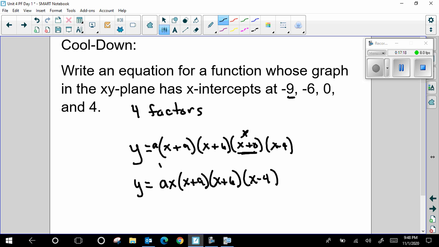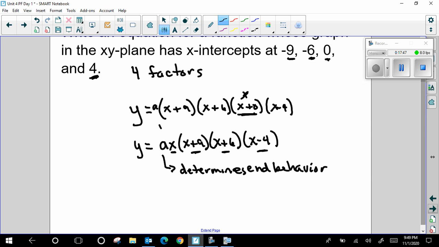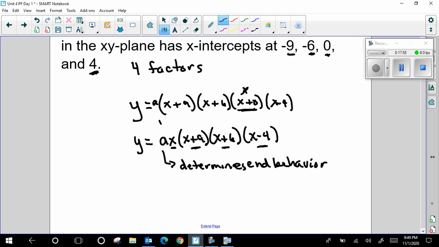Okay, so there is 1, 2, 3, 4 zeros. There's x equals 0, x equals -9, x equals -6, and x equals +4. The a value determines end behavior. Again, end behavior will come up in a future lesson. All right, so no assignment until after tomorrow's notes, so enjoy the rest of your day or evening.